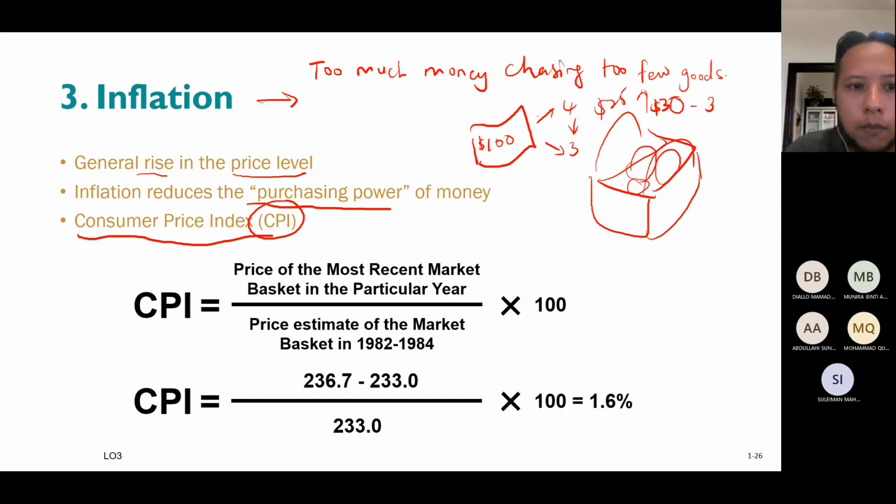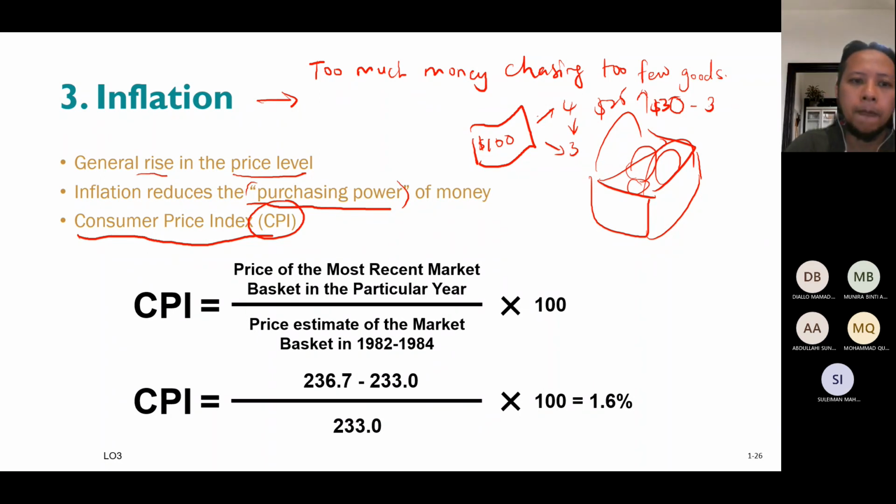So with the same money, your purchasing power has reduced. This is the effect of inflation. You can calculate inflation through the consumer price index. So the term is consumer price index.